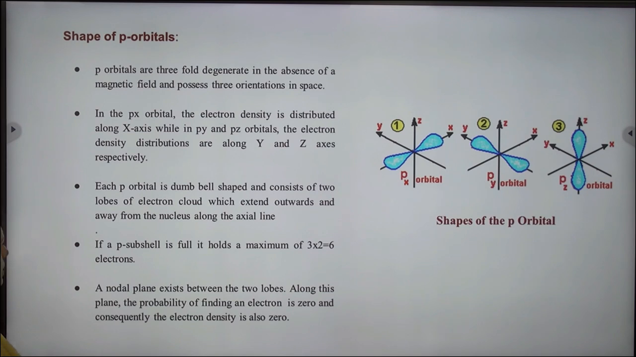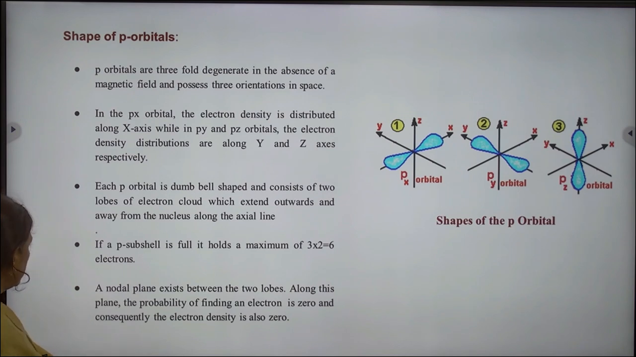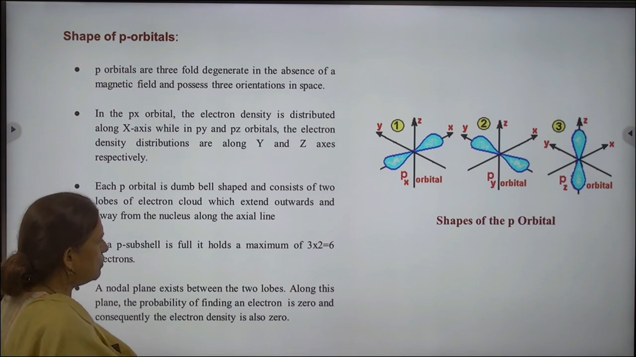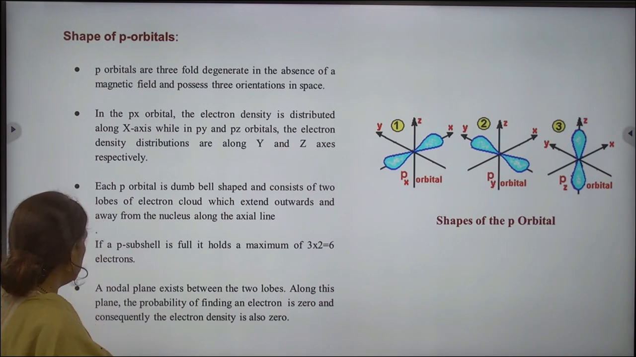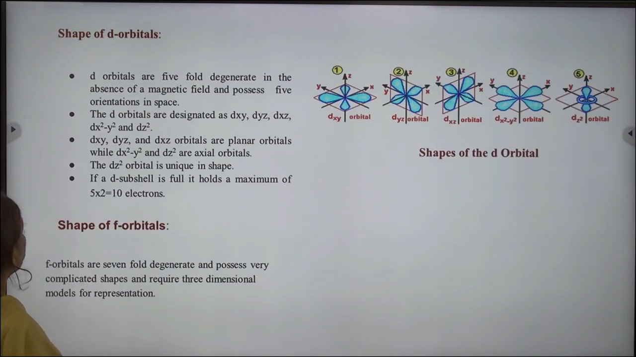If a p subshell is full, it holds a maximum of 6 electrons. A nodal pair exists between the two lobes along this plane. The probability of finding an electron is zero, and consequently the electron density is also zero.